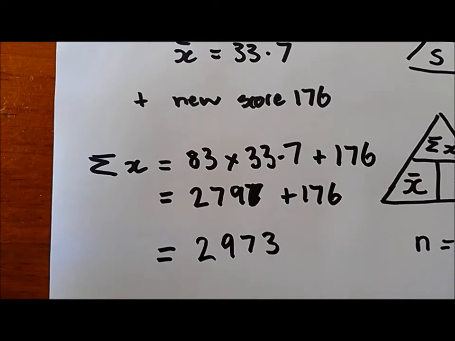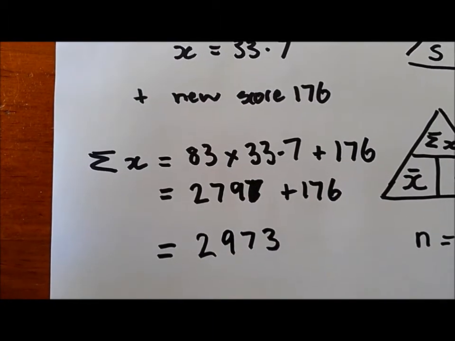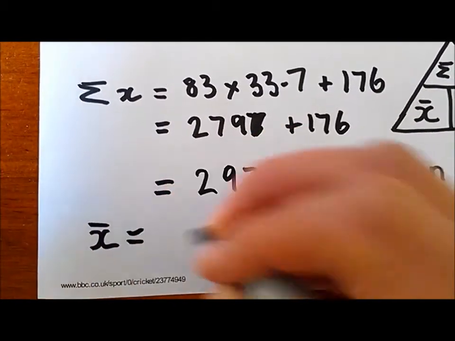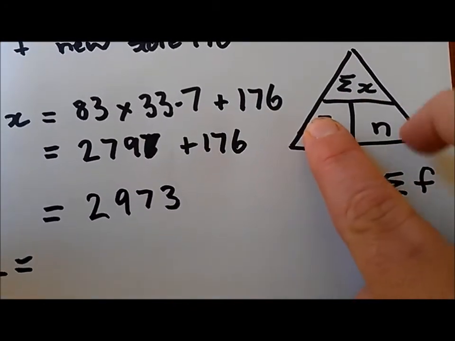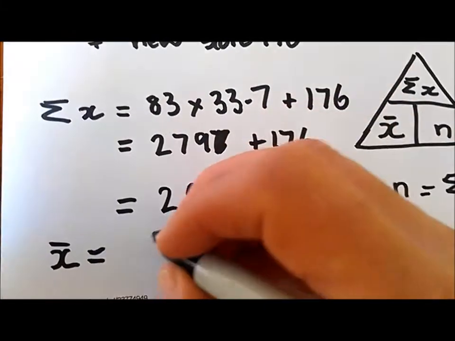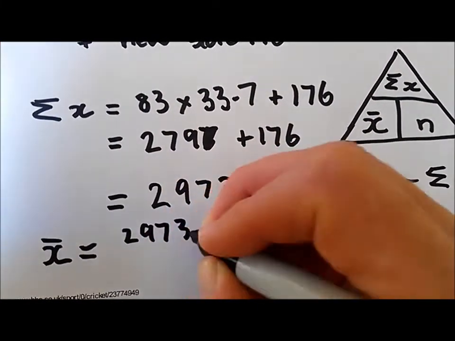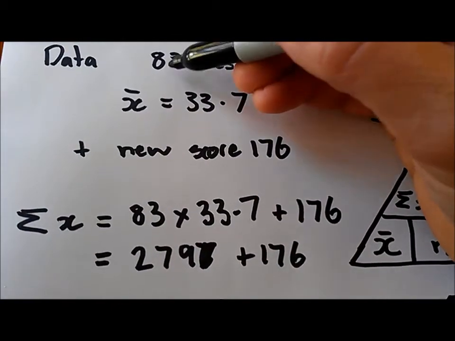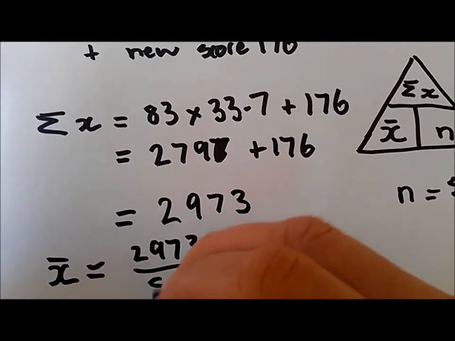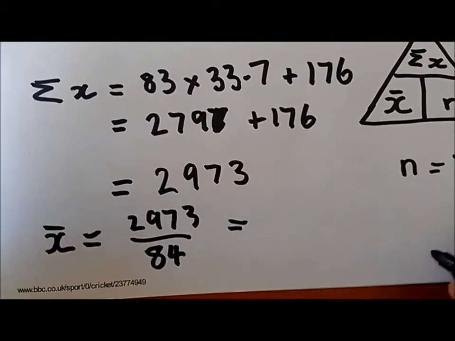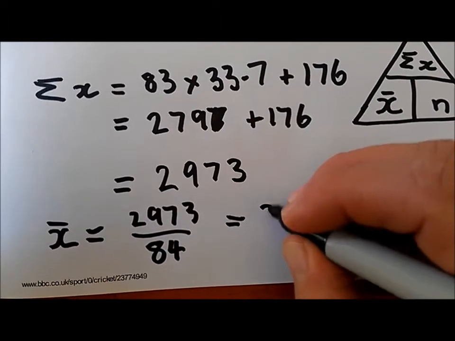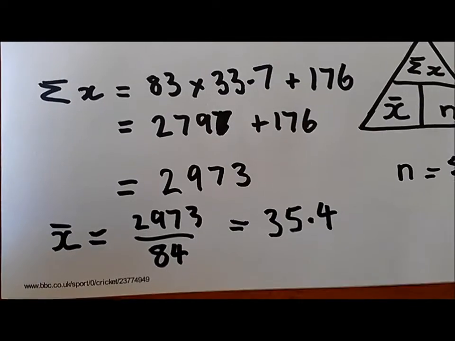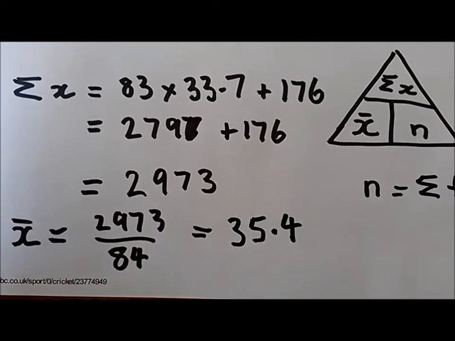2,973 runs. So now I want to calculate the new mean, his new average, and so we know the mean is the sum of the scores divided by the number. Our new sum is 2973, and now he's played not 83 Test innings, but he's played an extra one, 84 Test innings, so I'll divide by 84. I'll do my calculations, and I'll work that out to be now 35.4. So that's good, moving in the right direction, great result.